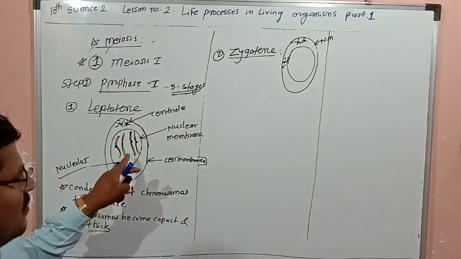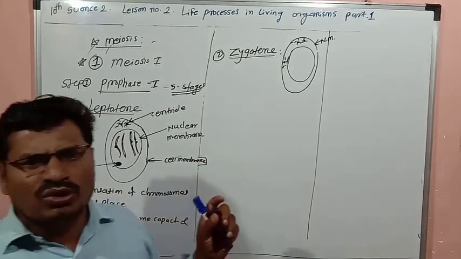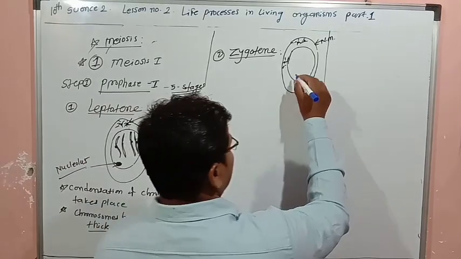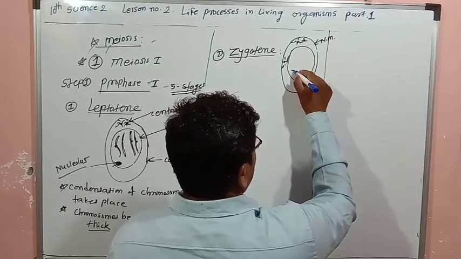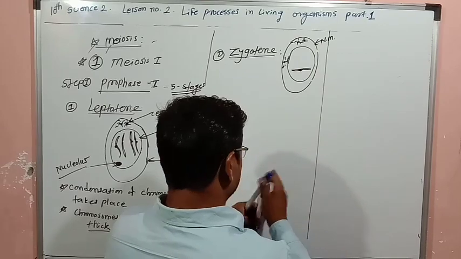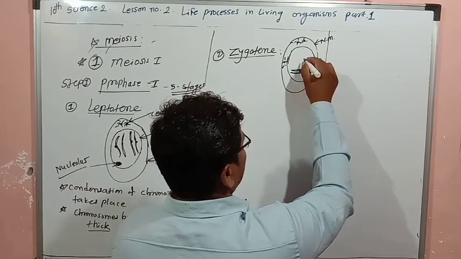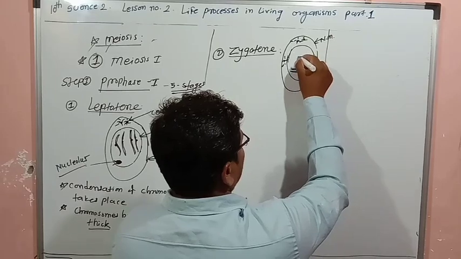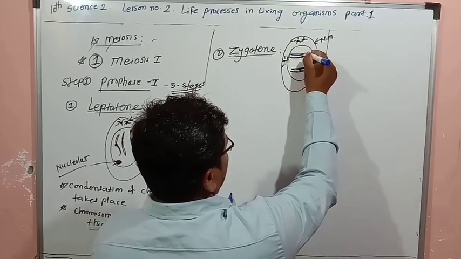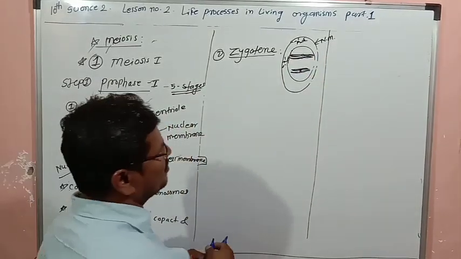So in the zygotene, whatever 4 chromosomes are there, their pairing starts. Pairing of the homologous chromosomes takes place, and we will see how that pairing takes place. Suppose here one chromosome is there, and another chromosome starts pairing with it. So pairing of those chromosomes takes place, and the chromosomes come close to each other.